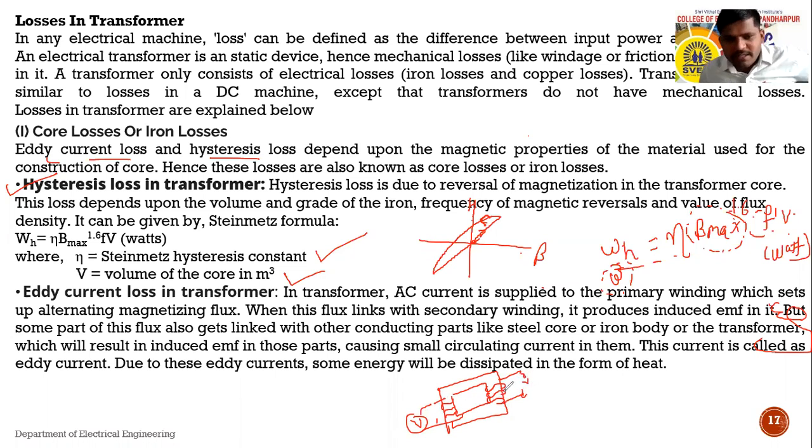See, when the supply is given to the primary winding, when the current starts flowing through this primary winding, it will set up some flux. Okay, so it will set up some flux. That means a magnetic field will be created, right?